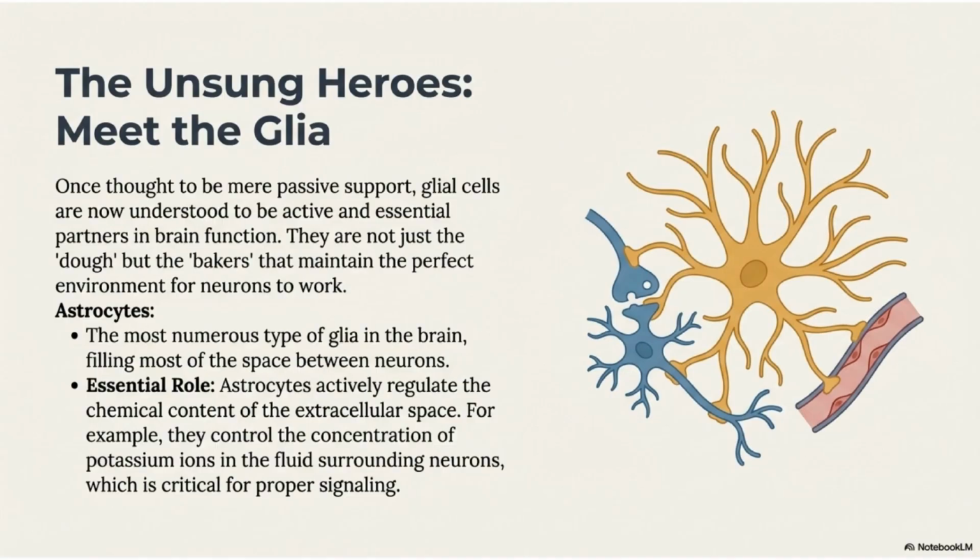Finally, we meet the unsung heroes, the glia. Once thought to be mere passive support, glial cells are now understood to be active and essential partners in brain function. They are not just the dough, but the bakers that maintain the perfect environment for neurons to work. The most numerous type is the astrocyte. Filling most of the space between neurons, astrocytes play an essential role by actively regulating the chemical content of the extracellular space. For example, they strictly control the concentration of potassium ions in the fluids surrounding neurons, a process that is critical for proper signaling.